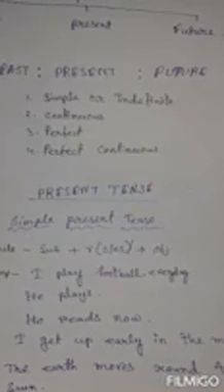So we use present simple when we are talking about habits and routine, and when we are talking about facts. For example, I play football every day. Here this is a routine, that I play football every day. So when we are talking about a fact, like the earth moves around the sun, this is a fact. When we are talking about facts, we have to use simple present tense.